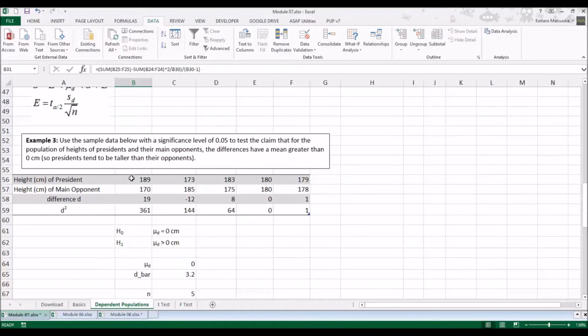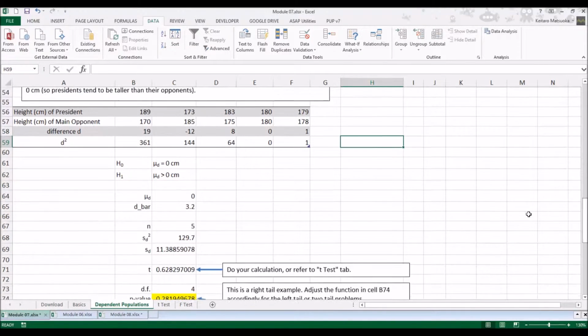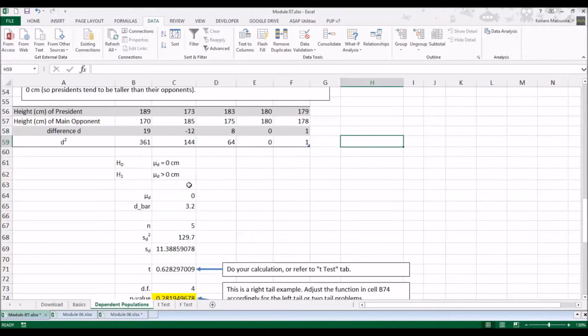I reproduced the table just like above. The null hypothesis is that no, the mean difference is 0. There's no difference between the mean heights. The alternative is that yes, there's a difference: the president seems to be taller than the main opponents. As I mentioned, mu of D is 0. D bar is just the average, so in this cell I use the average function. N is 5. Then the variance and the standard deviation, just like before.